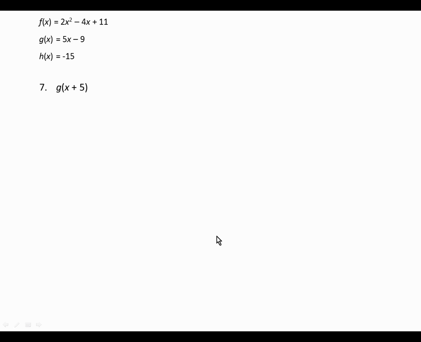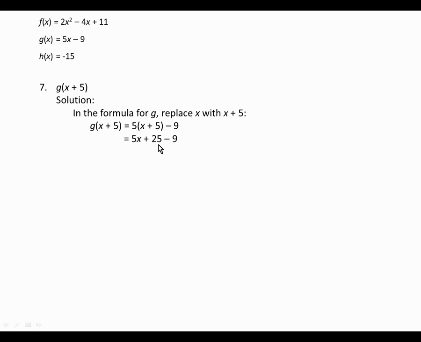Number 7, I have g of x plus 5. Okay, g has slightly more than just a number, so there is some work to do. So replace the x with x plus 5. We're going to have 5 times x plus 5 minus 9. Now do notice if I distribute the 5, something will happen. So I'll have 5x plus 25 minus 9. It's the 25 minus 9 that we've got to deal with. Was that 16? So I get 5x plus 16. That's your final answer.